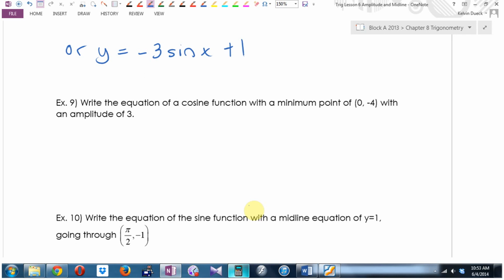Example 9. Write the equation of a cosine function. Y equals cos x, I'll leave a space in front, with an amplitude of 3 and the minimum point of (0, -4).